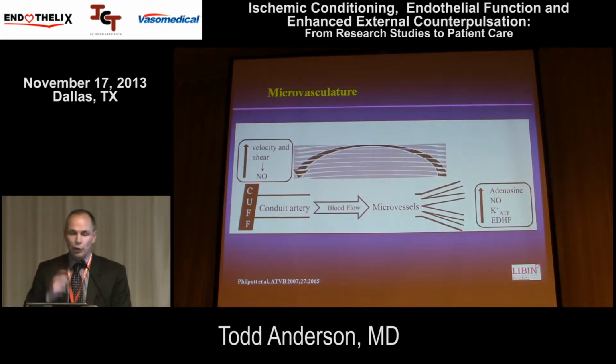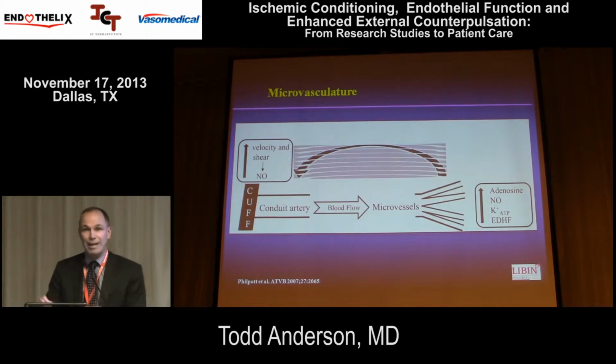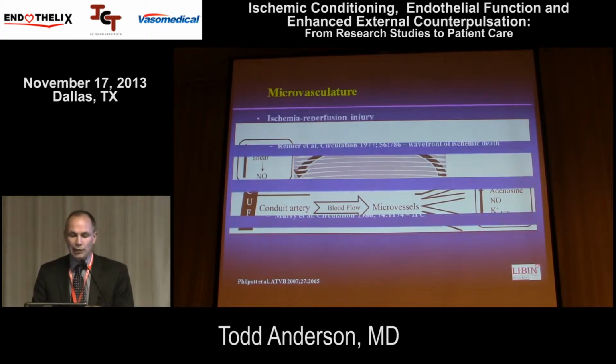About 4 or 5 years ago, people began to think about the stimulus, the increase in flow or shear stress that occurs as a result of inflating the cuff and then letting it down. And what we know is that that increase in reactive hyperemic velocity or flow is only partially nitric oxide dependent and is dependent upon things that act in the microcirculation like adenosine, ATP, potassium channels, endothelial-derived hyperpolarizing factors, etc. And there's lots of literature to suggest that maybe the stimulus or the microvascular response is as important.